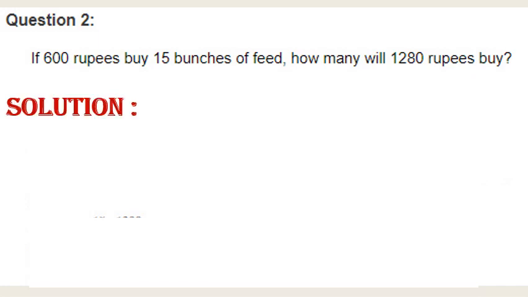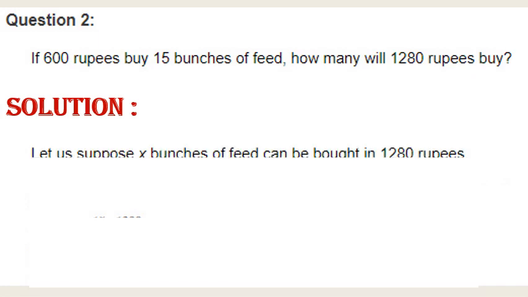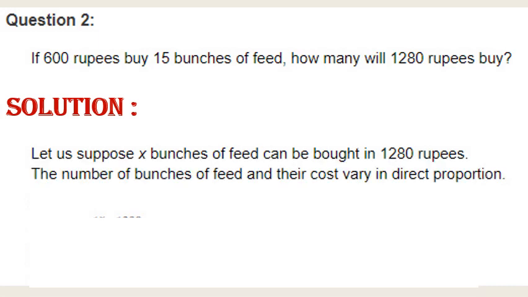Let us begin with the solution. We have to presume the value which we have to find, right? So write down, let us suppose x bunches of feed can be bought in 1280 rupees. So then the number of bunches of feed and their cost vary in direct proportion. So here we have 15 upon 600. Now 15 is what? It is bunches. So 15 bunches is what for rupees 600.